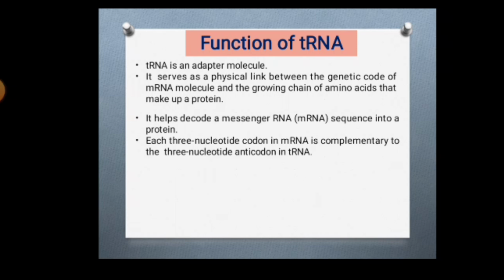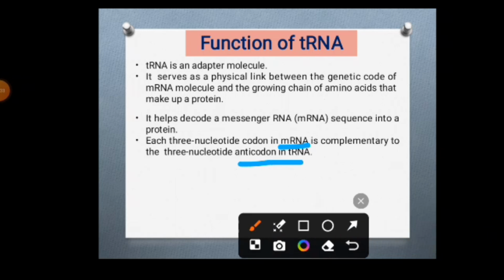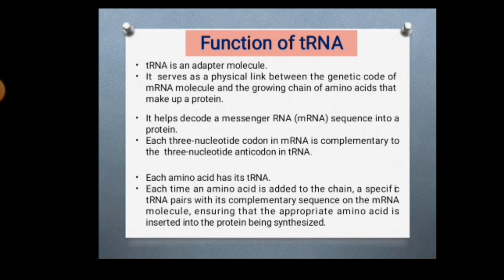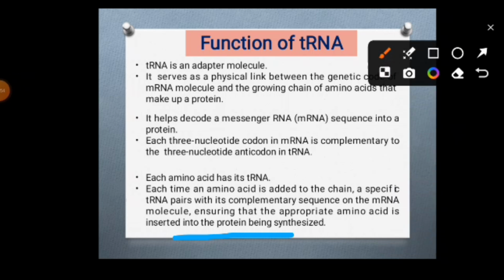Each 3-nucleotide codon in the mRNA is complementary to the 3-nucleotide anticodon in the tRNA. So the codon present in the mRNA corresponds to the anticodon of the tRNA. Now, each amino acid has its own tRNA. Each time an amino acid is added to the chain, a specific tRNA pairs with its complementary sequence on the mRNA molecule, ensuring that the appropriate amino acid is inserted in the protein being synthesized.